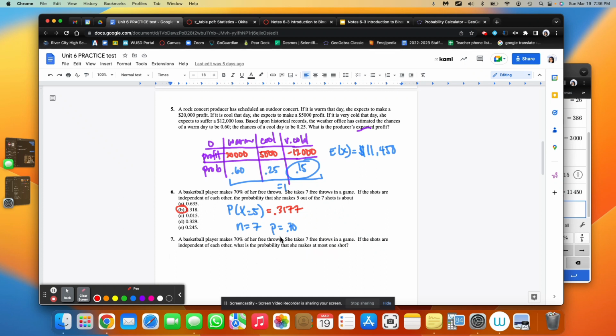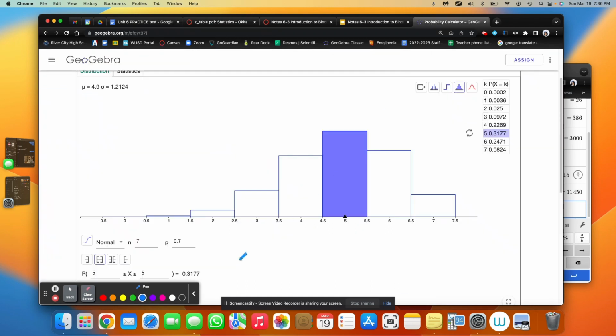Okay, number 7, same situation, but now we're asking what's the probability that she makes at most 1 shot. In terms of x, that's going to be less than or equal to 1. It's the same n, which is 7, and the same p. So we're going to go back to our probability table. At most 1 is less than or equal to, so we use this symbol, and it means it's just going to be 0 and 1 added together. Those probabilities sum to 0.0038.